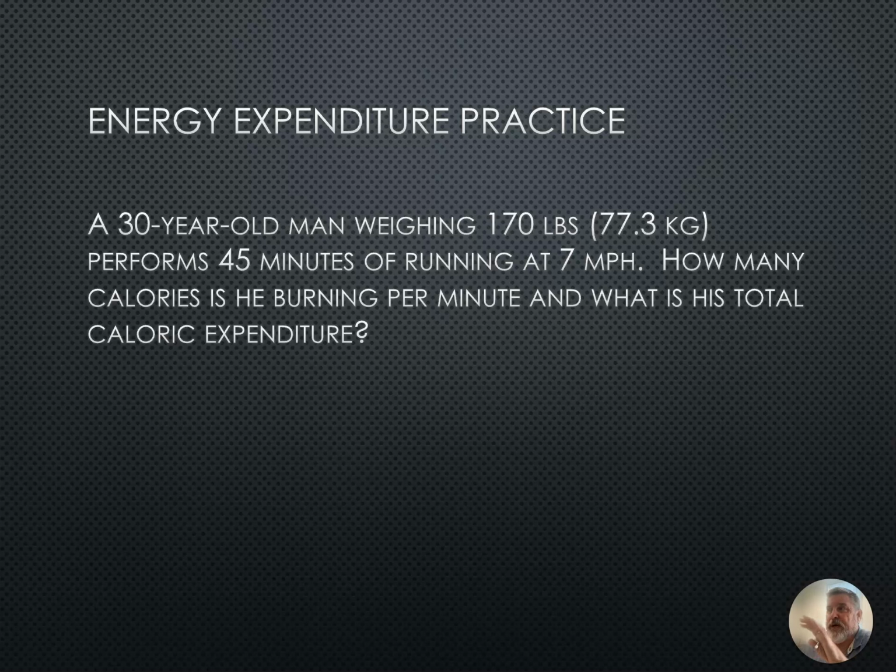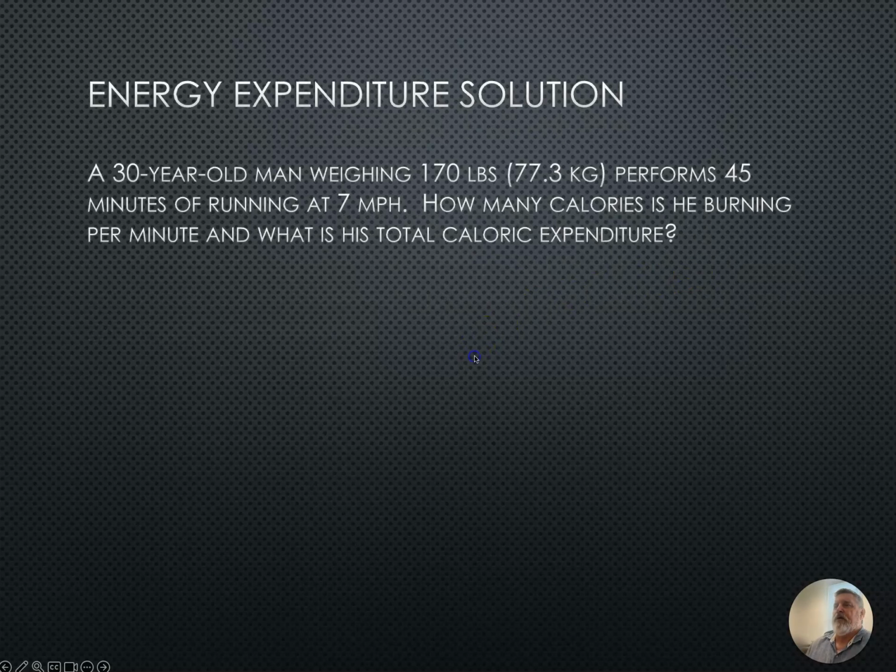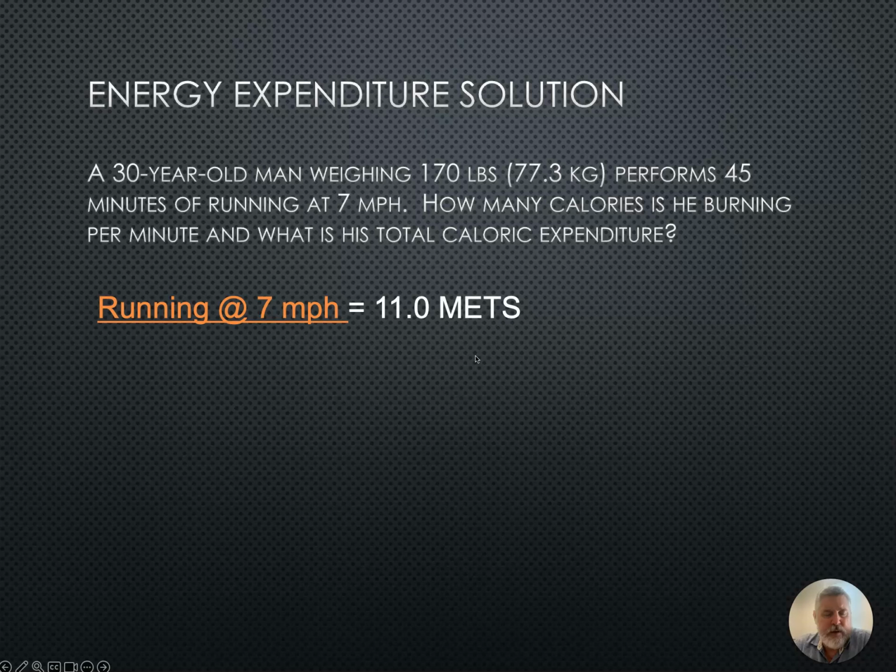So what is his MET value? Because we need to know METs. Well, it's not given. So what can you do? You can look at the physical activity compendium, and you'll see that running at 7 miles per hour equals 11 METs. If you don't know what the physical activity compendium is, then make sure you watch my videos from Unit 1.